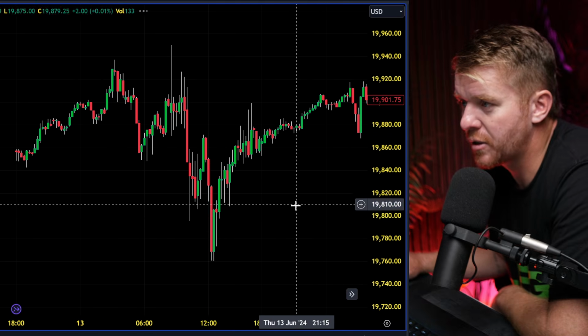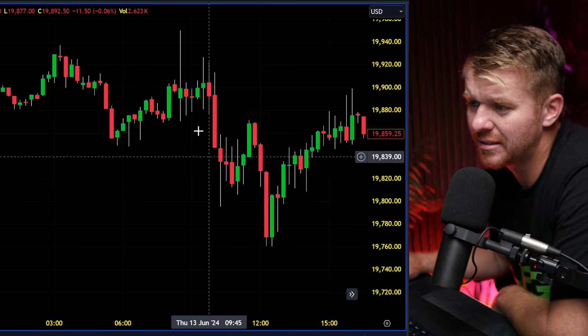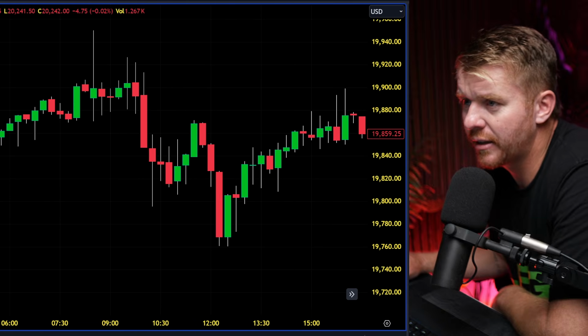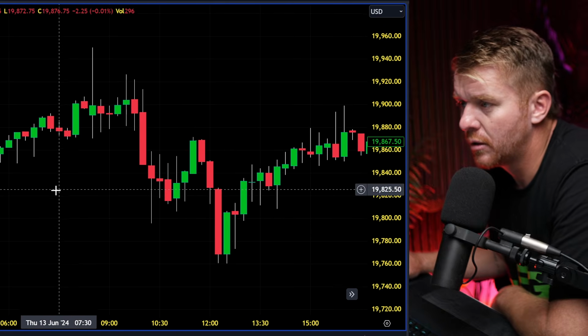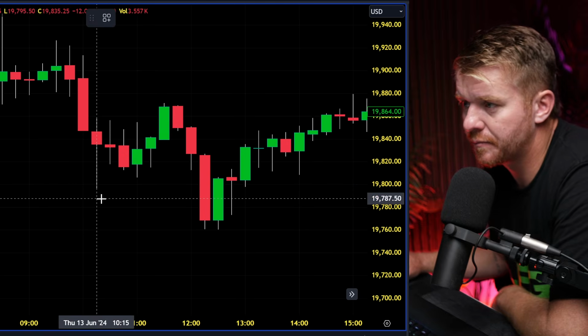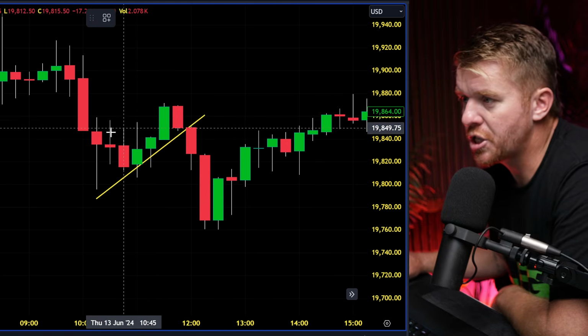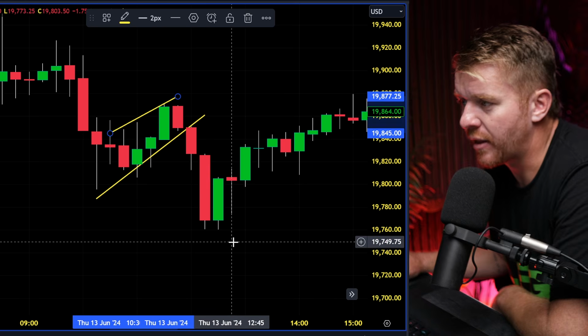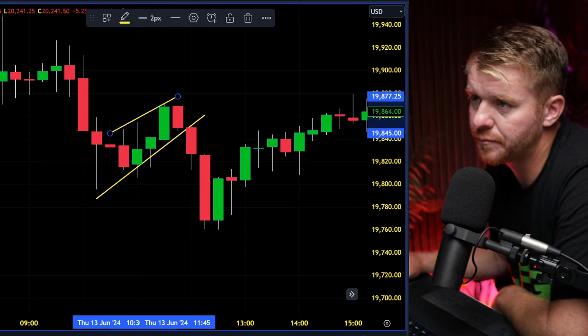Where's a bear setup here? Thursday. All right, perfect example here, right? Market pushes up here, bear flags, and then makes a new low.